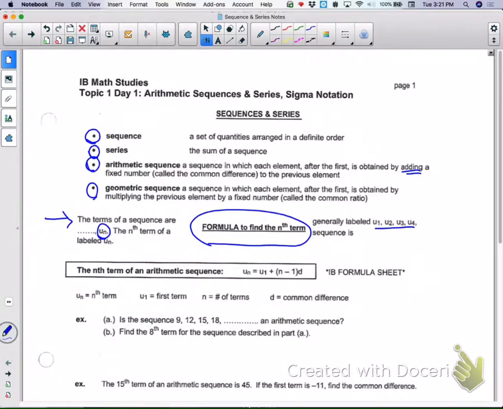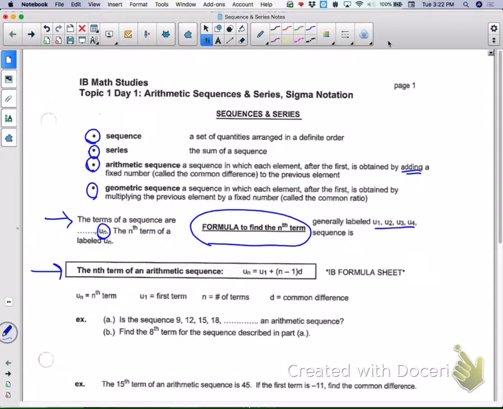Okay, now, the formula to find the nth term: if I want to find the 20th term in a sequence, I can write a formula to do that. This formula is given to you in the formula booklet, and it looks exactly like that. It's labeled the nth term of an arithmetic sequence. U sub n is that nth term, so if you want to find the 10th term, then that n is going to be a 10. U sub 1 is the first term, n is the number of terms, and then d is that common difference, again, what you're adding each time.